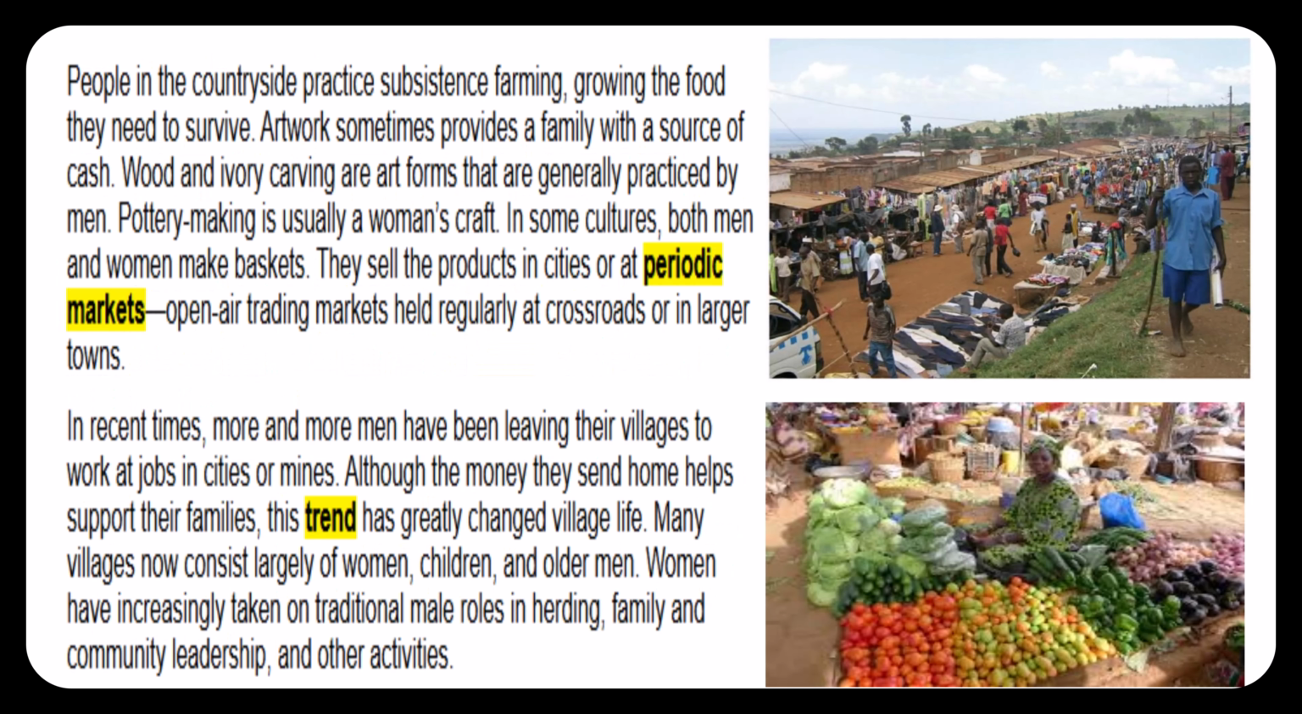People in the countryside practice subsistence farming, growing the food they need to survive. Artwork sometimes provides a family with a source of cash. Wood and ivory carvings are art forms that are generally practiced by men. Pottery making is usually a woman's craft. In some cultures, both men and women make baskets. They sell the products in cities or at periodic markets, open-air trading markets held regularly at crossroads or in larger towns. And you can see a couple of those pictured here on the right.